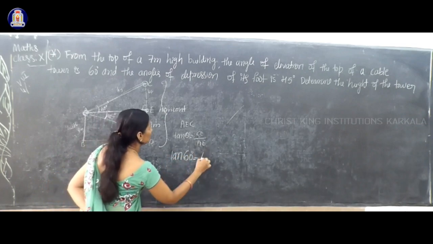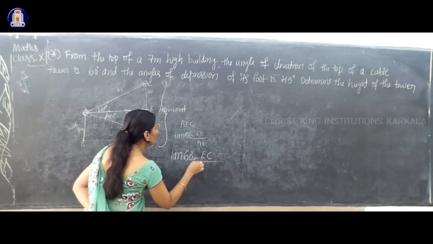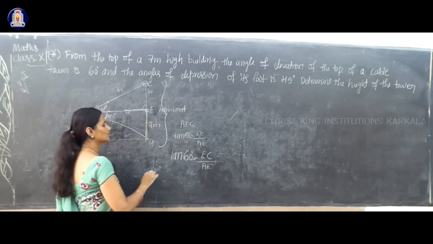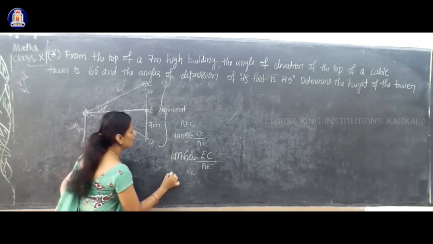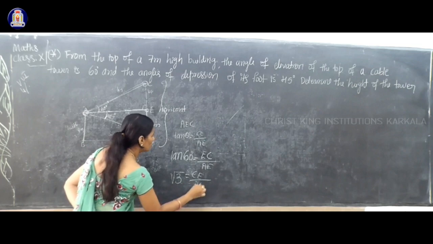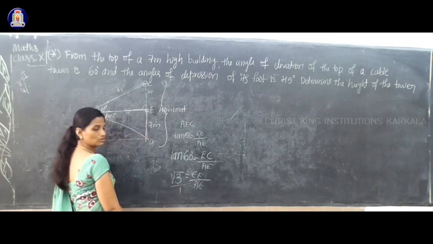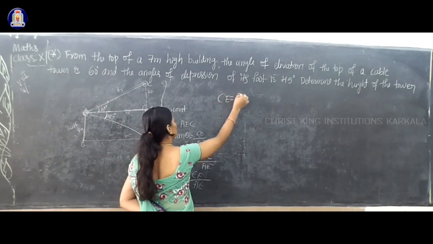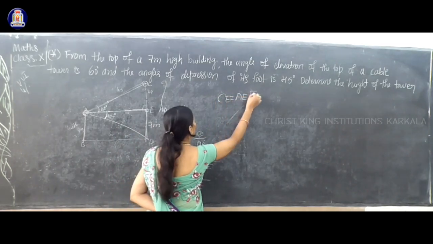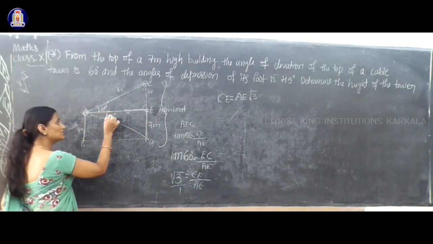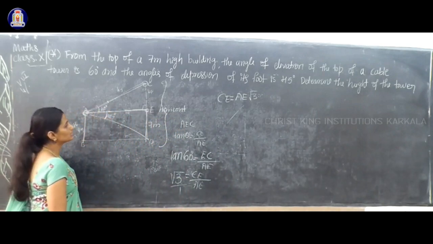So what is CE? CE is not given. What is AE? AE is also not given. Let it be as it is. So tan 60 is how much? Root 3 is equal to CE divided by AE. This is cross multiplication. What is your CE? CE is equal to AE root 3. Correct, no? Yes.